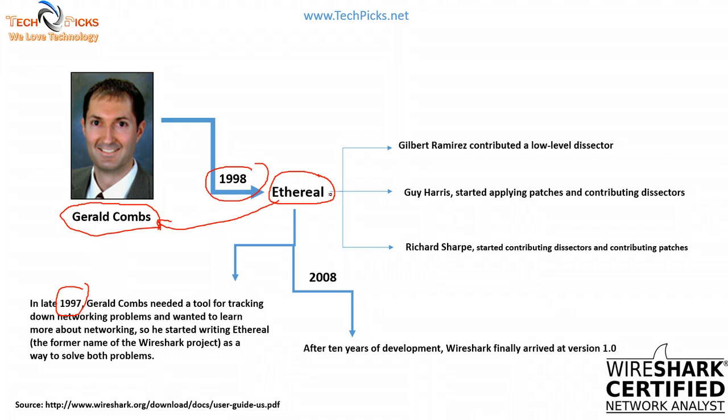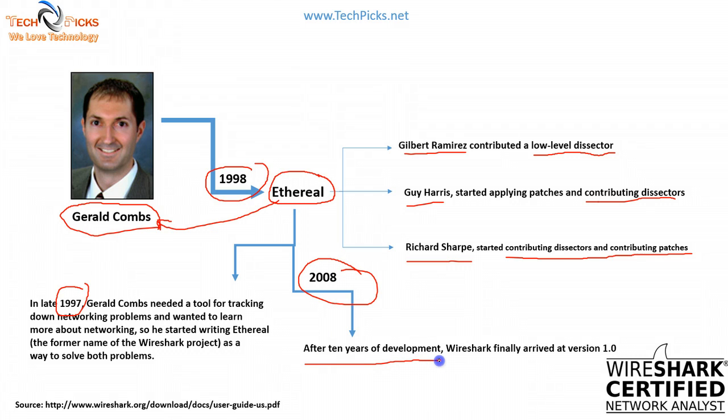Then Gerald Combs had some help making Ethereal. Gilbert Ramirez made low-level dissectors, and then Guy Harris started applying patches and contributing dissectors too. And we have Richard Sharp, who also started contributing dissectors and patches. Then in 2008, after 10 years of development, Wireshark finally arrived at version 1.0. So in 2008, Ethereal became Wireshark.